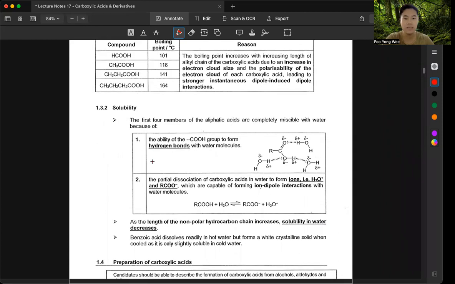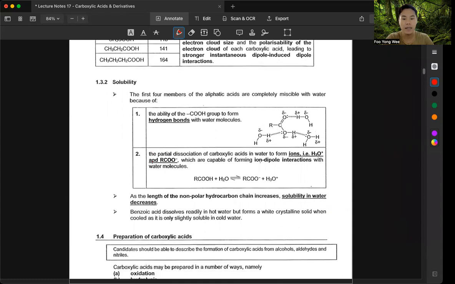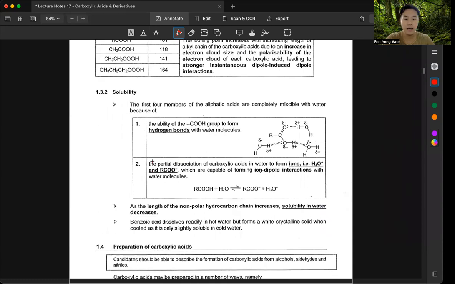As for solubility, the first four members of the aliphatic acids are miscible with water because of hydrogen bonds. And another reason is that carboxylic acid partially dissociates because it's a weak acid. So it will partially dissociate to form ions. And the ions form ion-dipole interactions with water molecules as shown in the equation.